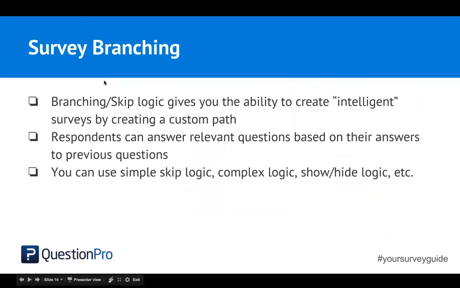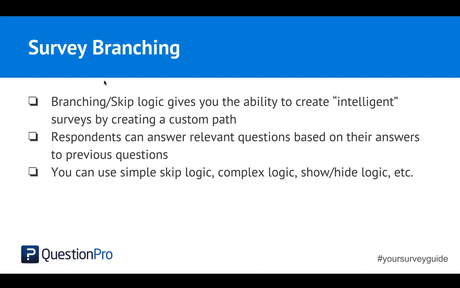Next, once you have your survey constructed and you have your survey questions in there, you want to start thinking about survey branching. So branching or skip logic gives you the ability to create intelligent surveys by creating a custom path. So you can choose, based on answers to relevant questions, what path respondents are going to take through the survey. So if you're doing a survey about foosball and you want to only find foosball players for a particular section of the survey, you can set up branching or simple skip logic so that people who aren't playing foosball can be taken to the next set in the survey, where maybe you're asking about ping pong or some other fun office sport that people like to play.